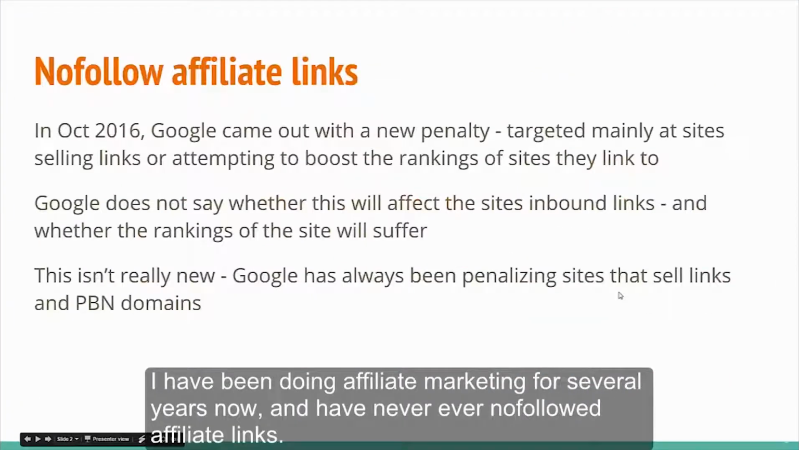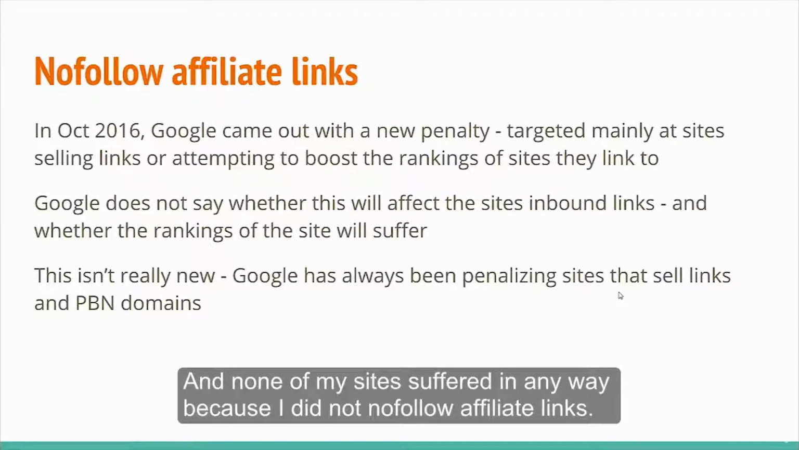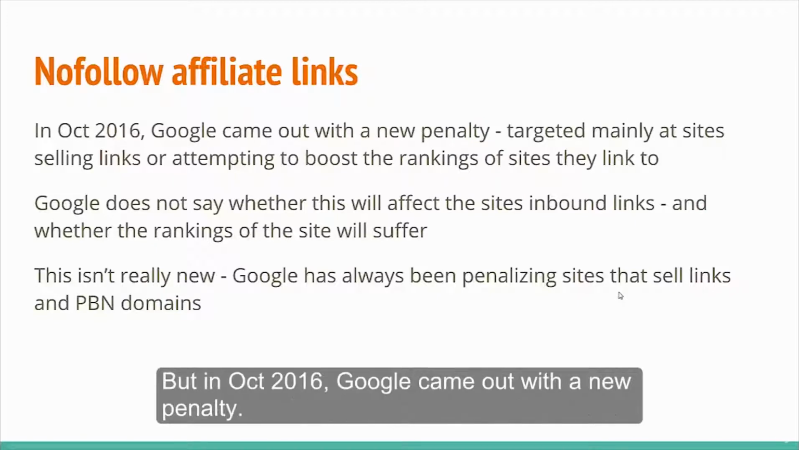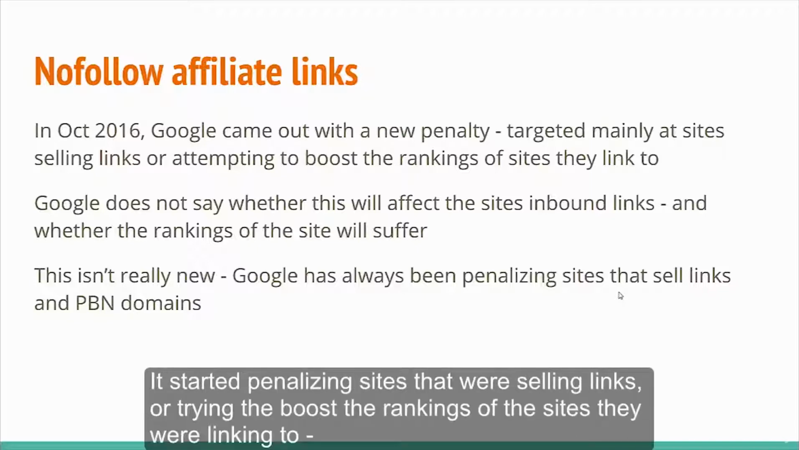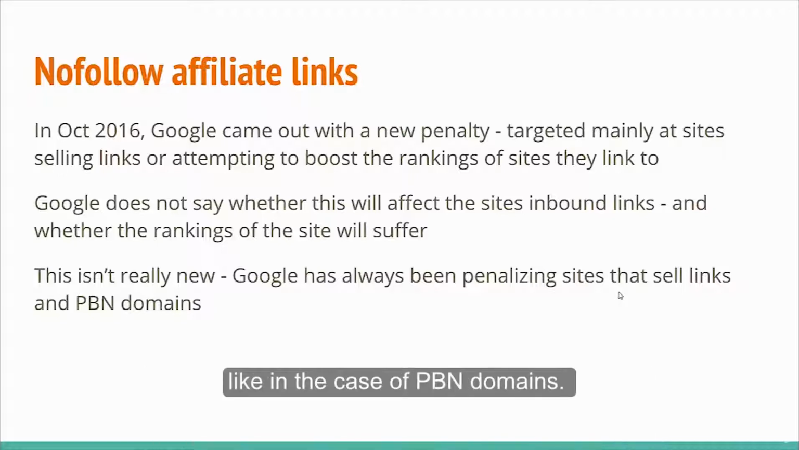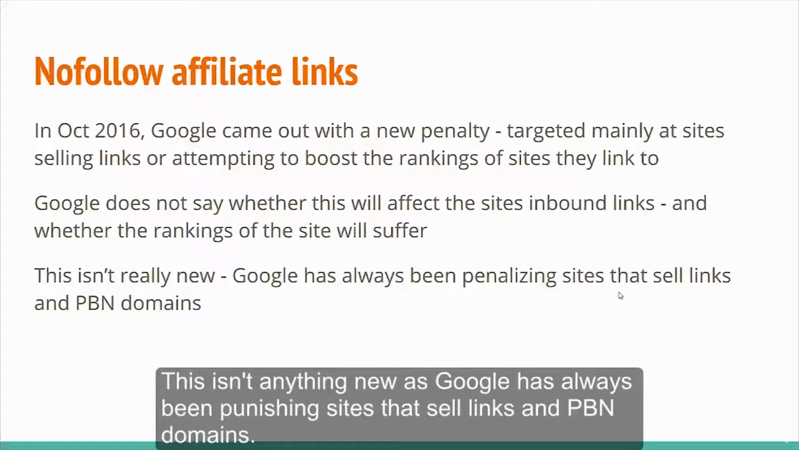I have been doing affiliate marketing for several years now and have never ever no-followed affiliate links. And none of my sites suffered in any way because I did not no-follow affiliate links. But in October 2016, Google came out with a new penalty. It started penalizing sites that were selling links or trying to boost the rankings of the sites they were linking to, like in the case of private blog network domains. This isn't anything new, as Google has always been punishing sites that sell links and PBN domains.